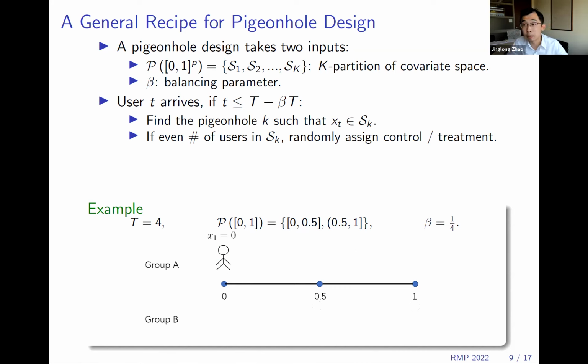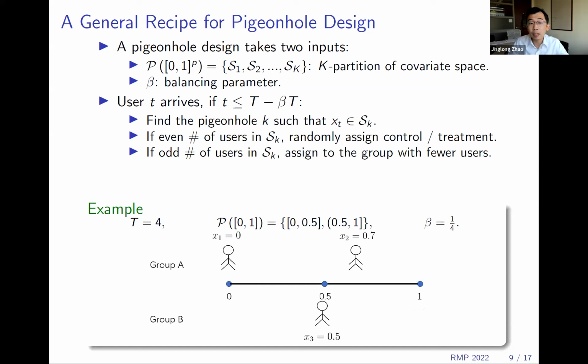There's nobody from the first pigeonhole. We randomly put the first user maybe into group A. And then the second user arrives. Let's say the covariate is 0.7. It belongs to the second pigeonhole. There's nobody here in the second pigeonhole, so we randomize again. Let's say we randomly put this user into group A again.